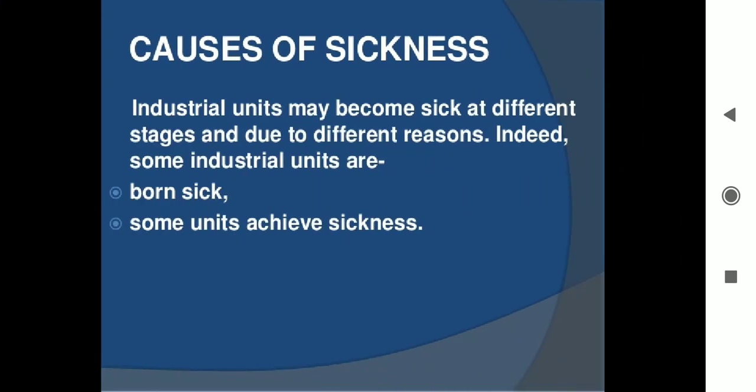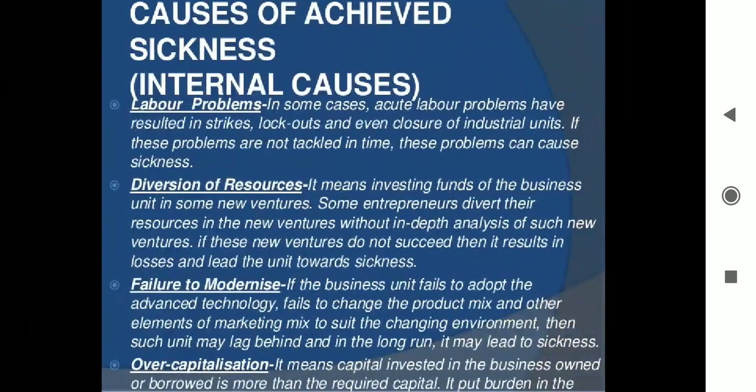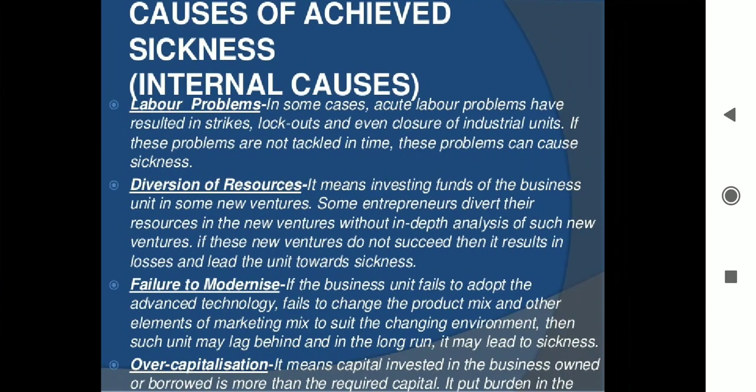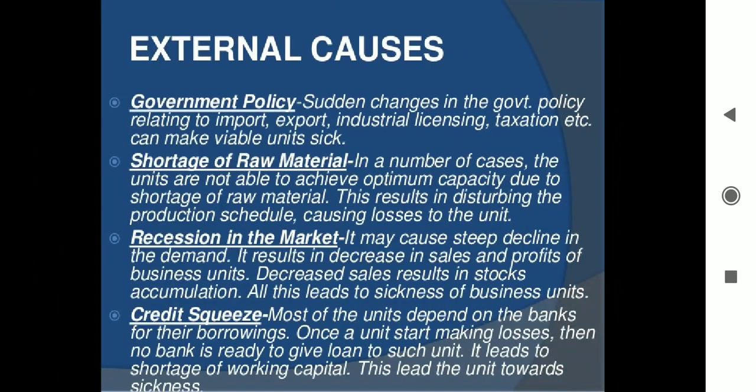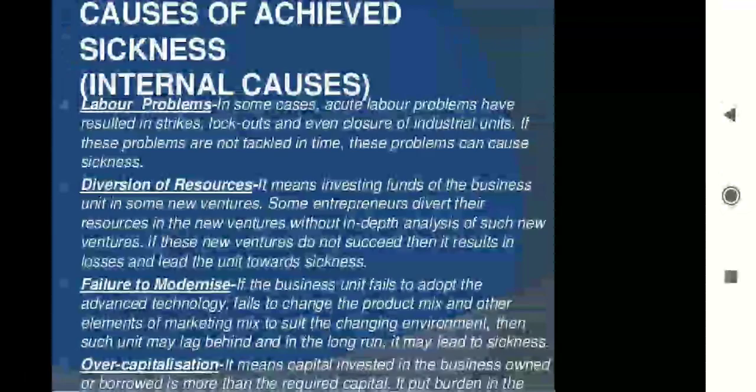So dear students, now we will discuss the various causes of industrial sickness. सबसे पहले क्या होता है कि causes of born sickness, यानी कि 3 चीज़ें हो सकती है. या तो whenever the particular industry is registered, it is born sick, यानी कि जब वो establish हुई थी तभी sick थी. Then second reason is internal causes, और कुछ external causes भी हो सकते हैं जिससे sick बनाई जा रही है.